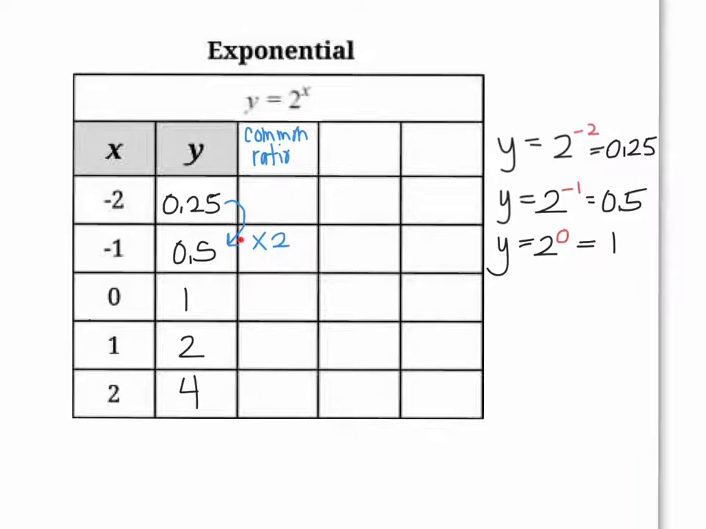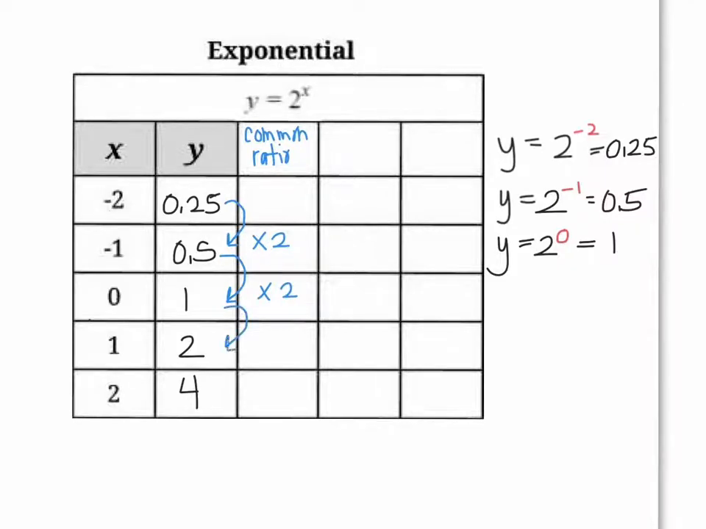So if we take 0.5 divided by 0.25, we get 2. So that must be what we're multiplying by. What do we multiply 0.5 by to get 1? Again, 2. If you can't see that, then go backwards. Take 1 and divide it by 0.5, and you get 2. And so on and so on.